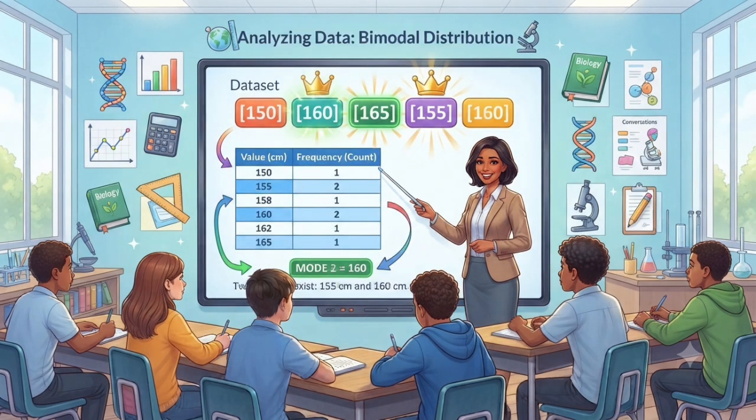Example 2. Data: 150, 160, 160, 155, 155. Count the frequency. 150 appears once. 160 appears twice. 155 also appears twice. Since 2 values have the highest frequency, this dataset has 2 modes. Such a dataset is called bimodal. The modes are 160 and 155.